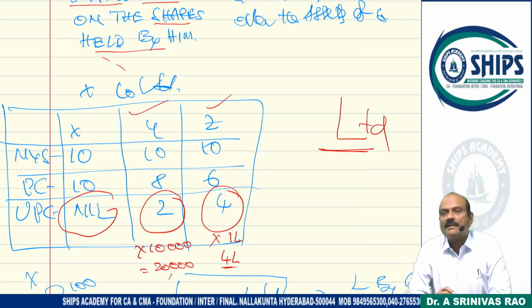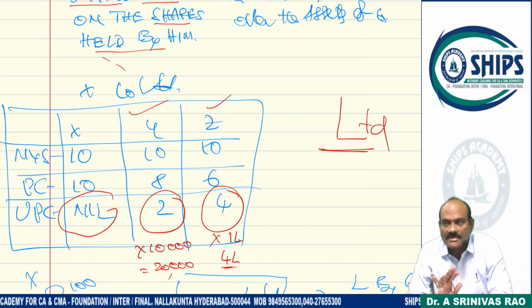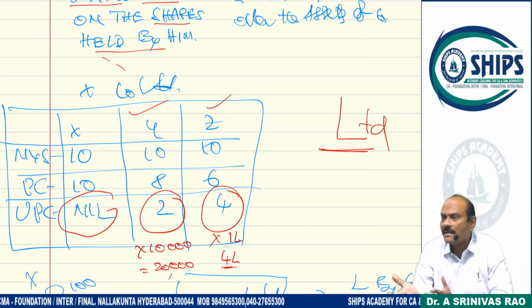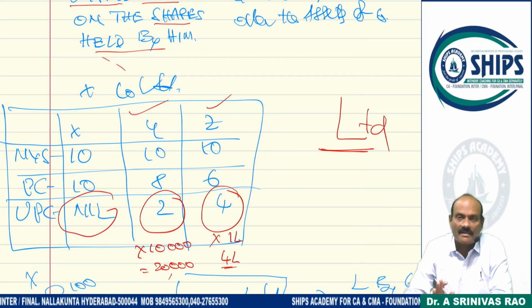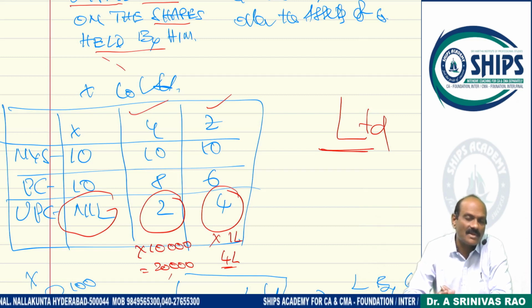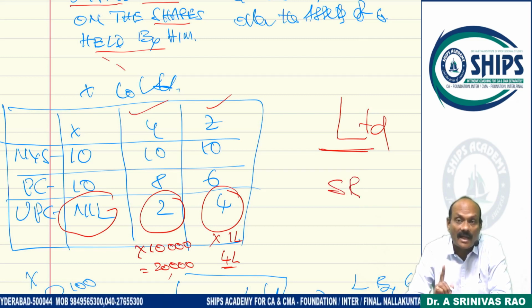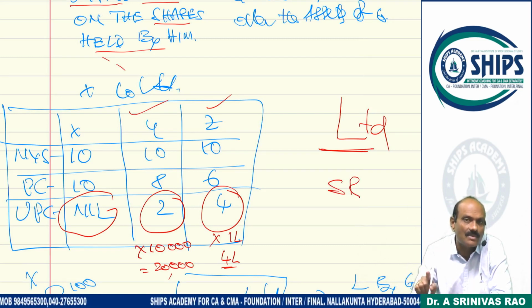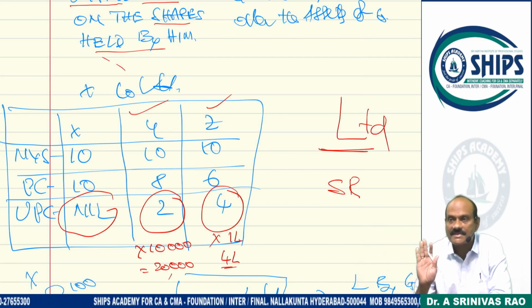Kotak Mahindra Finance. That's all. There is no word limited, which means unlimited liability. You start as an unlimited liability company. Later, whenever you want, by passing one special resolution, you can convert your unlimited liability company into limited by share or limited by guarantee. That's all.